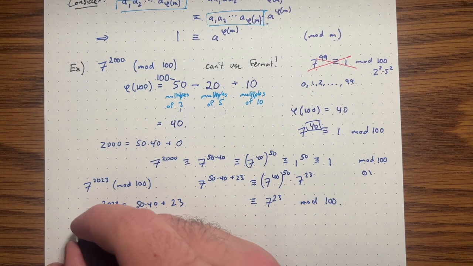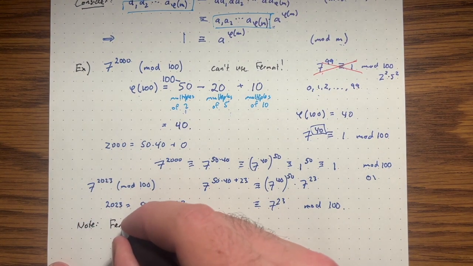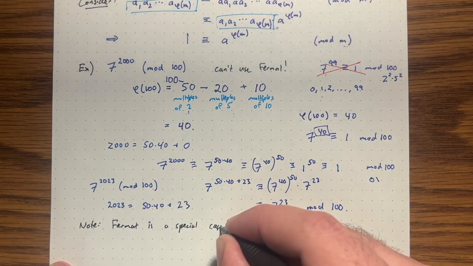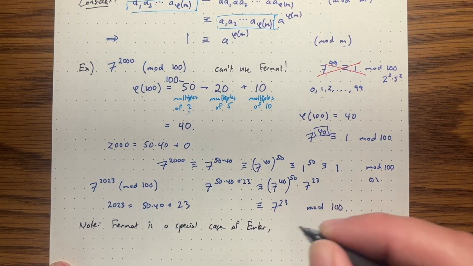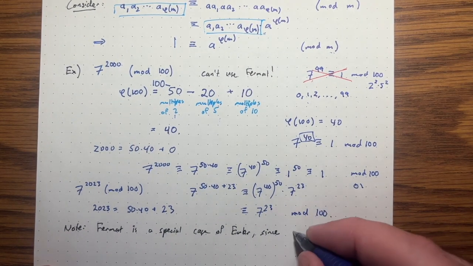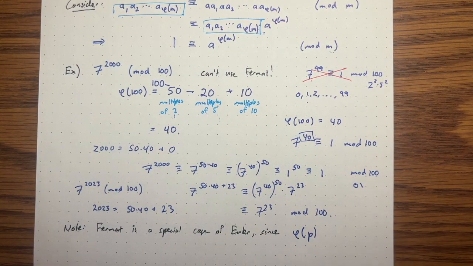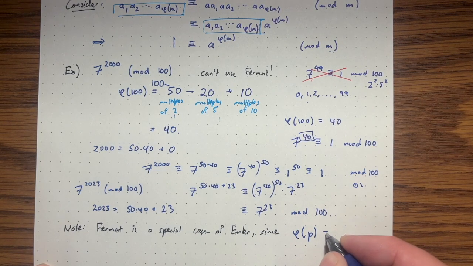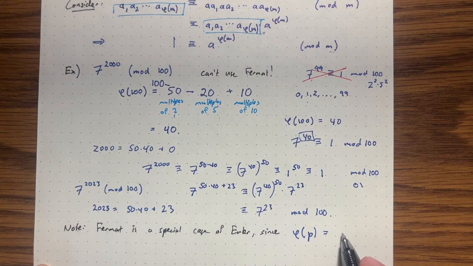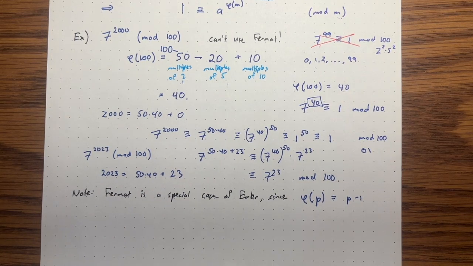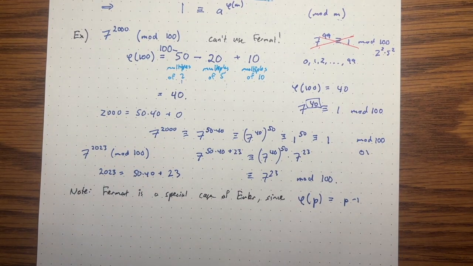I also just want you to note Fermat is a special case of Euler. Why is that? What does Euler's theorem tell us? If we have a prime modulus, the magic exponent is going to be phi of p, that prime modulus. How many numbers between 1, 2, 3 up to p minus 1 are coprime with p? It's everything. Not 0, but 1, 2, 3, 4, 5, all the way up to p minus 1. That's p minus 1 numbers. So you just get Fermat's theorem from Euler's theorem. Euler's theorem is the more general one.